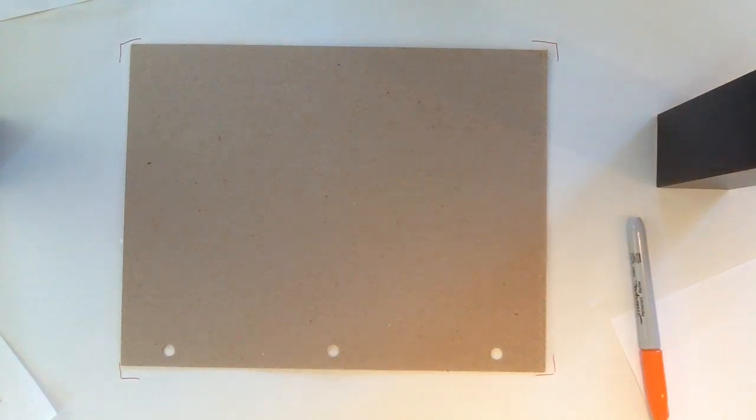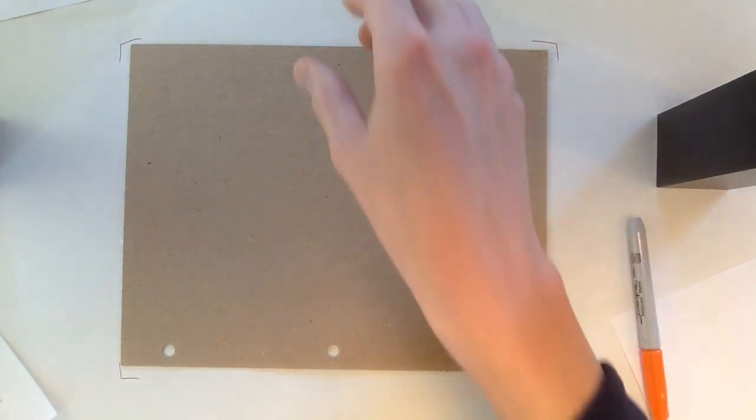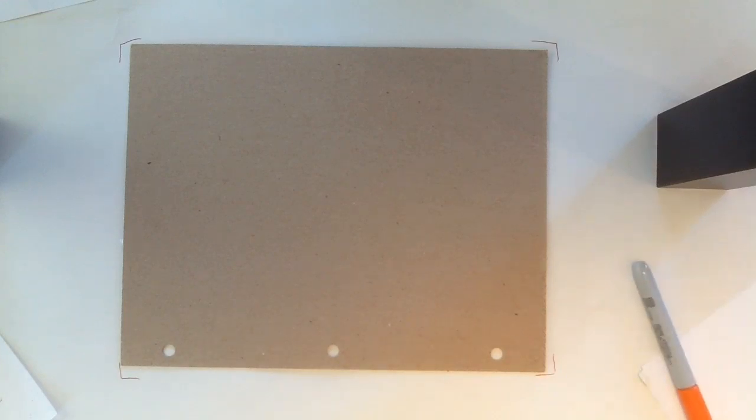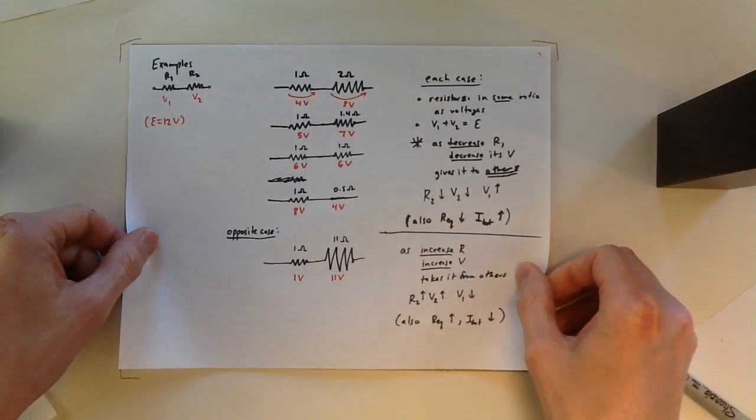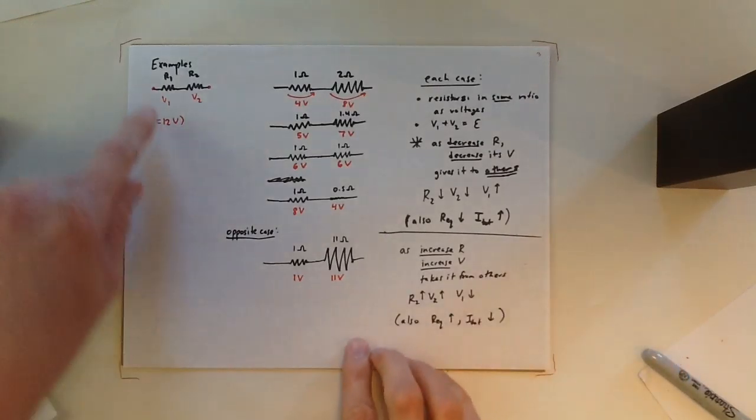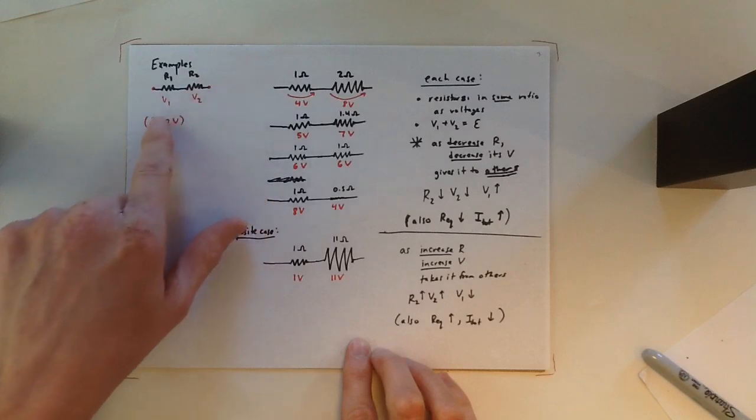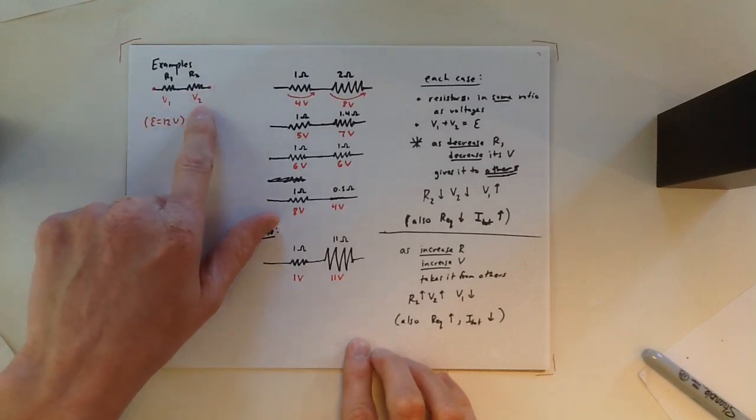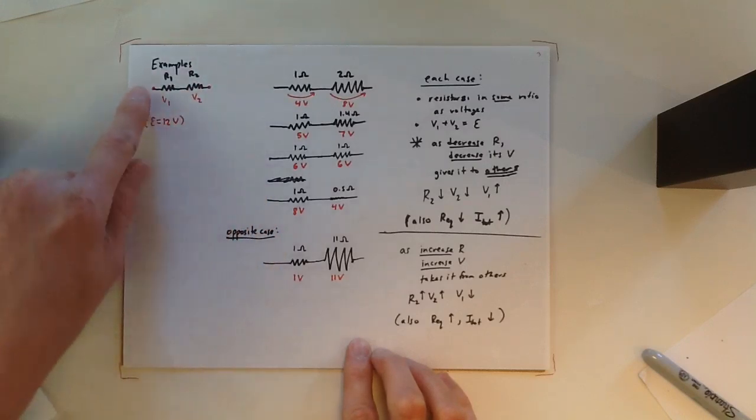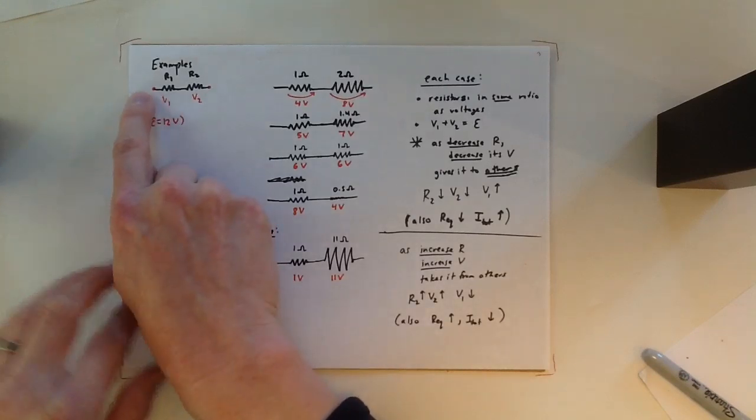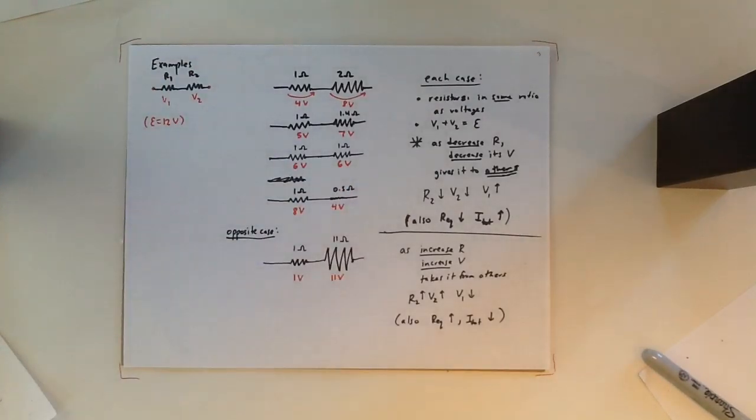Let me go ahead and take a look at some examples. So in all these cases, I have an R1 and R2. I'm going to write down the voltage drops V1 and V2, and though I haven't drawn in the battery, it's assumed that the drop from beginning to end is going to be 12 volts.